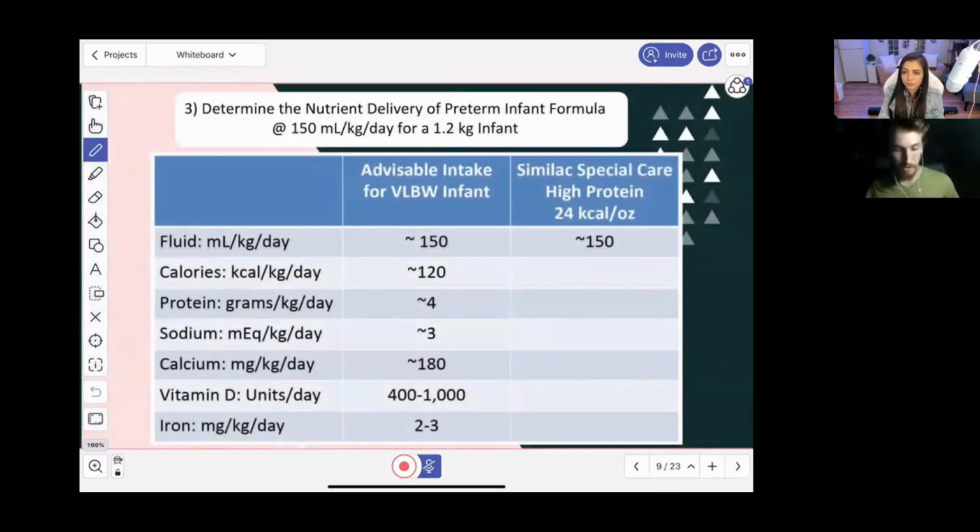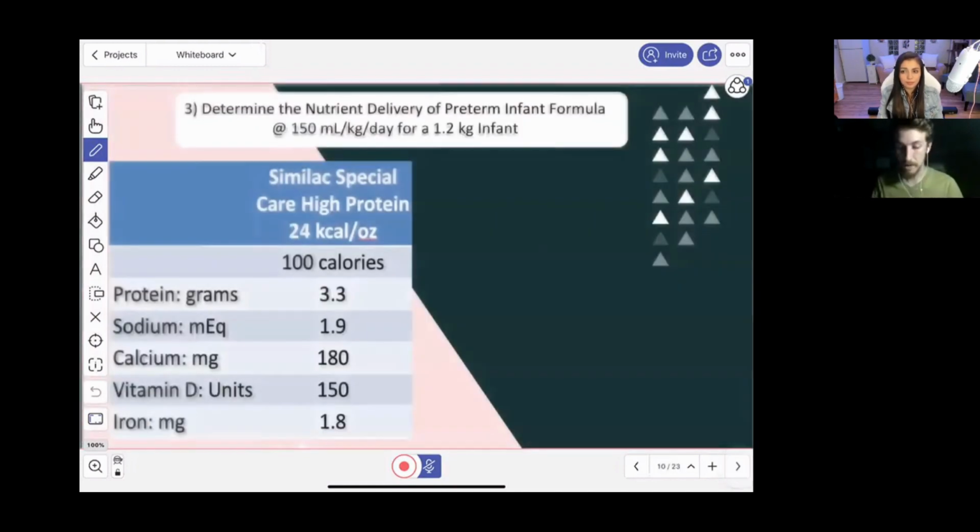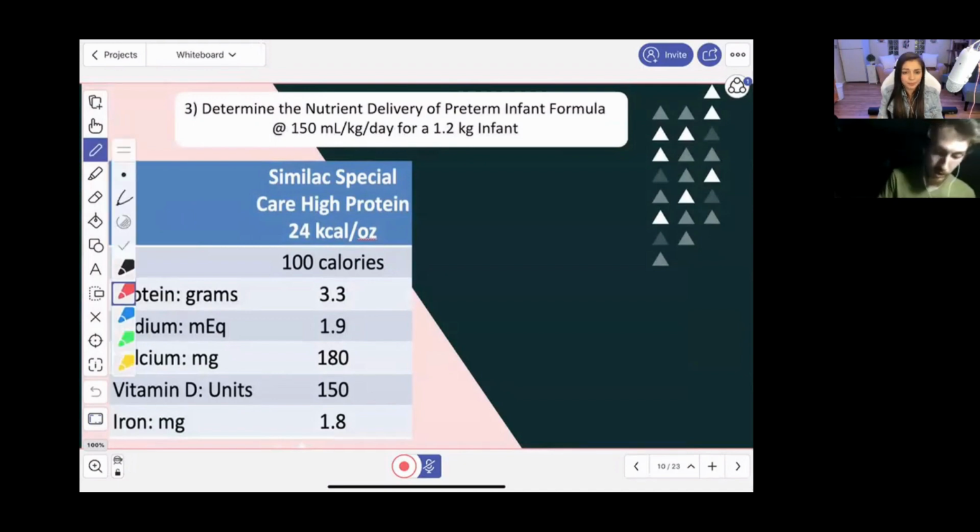Let's advance the volume. We're going to do quite a little bit more math because we want to figure out now with this same formula but at a different volume, how do the nutrients stack up? As you can see in this slide, this new volume we're going to use is actually the advisable intake for an infant of this size. So let's go ahead and take care of that. Let's see what happens. And you know what? We're going green this time. Your favorite color.